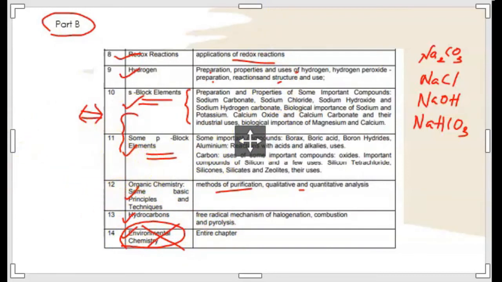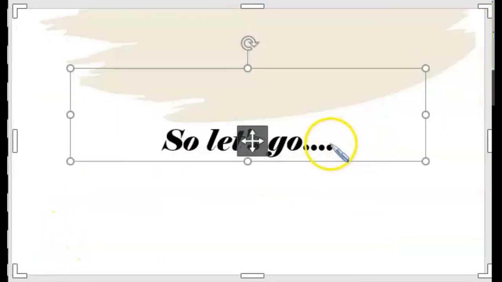Now let's see about some chemistry. So let's go.